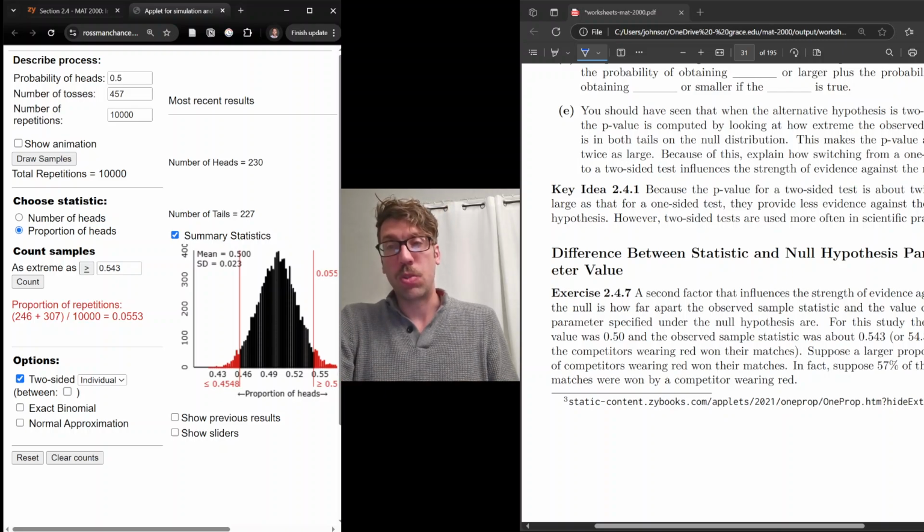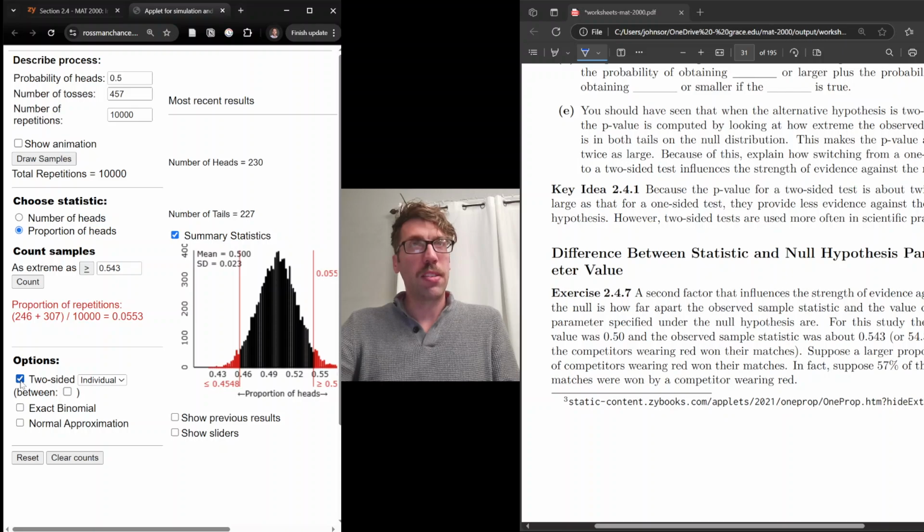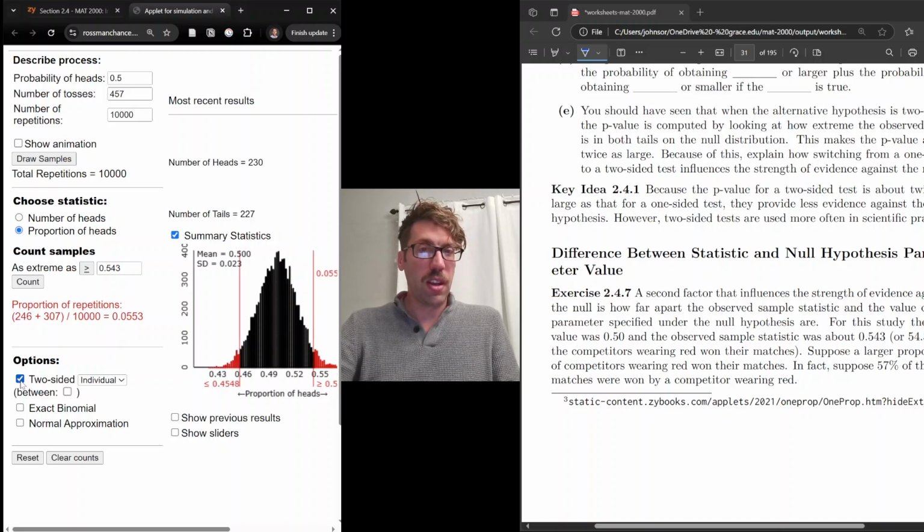So because of this, explain how switching from one-sided to a two-sided test influences the strength of evidence against the null. So, meaning, how does deciding to go two-sided change that p-value? And how does that change in p-value change the way you make decisions? So for instance, when I'm one-sided, I have strong evidence against the null hypothesis. But when I'm two-sided, I'm now greater than 5%. So now I have only moderate evidence against the null hypothesis. So what happened? Okay, explain that difference.